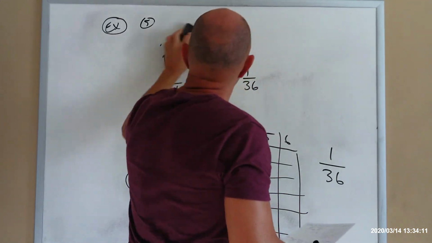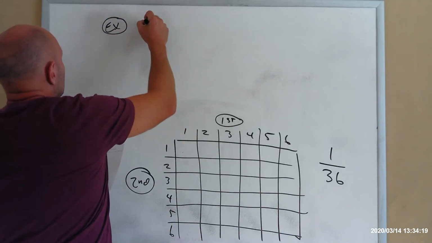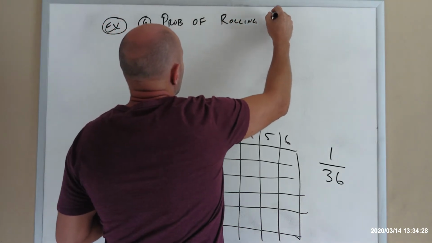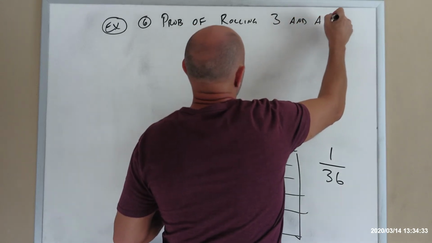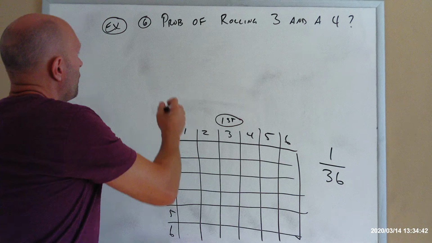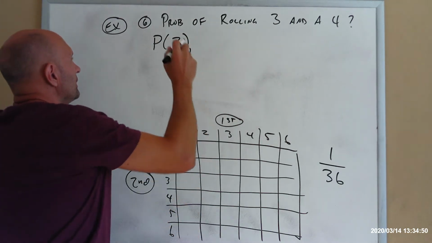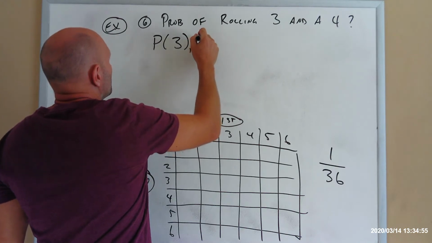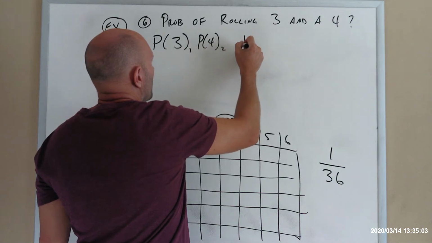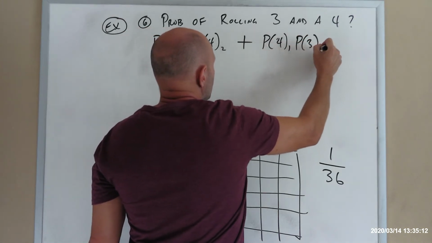All right, now, this is where it gets a little trickier, and the table may be a better option for us. Number 6 says, what's the probability of rolling a 3 and a 4? In this situation, it does not tell me which die it's on. So I actually have the probability of a 3 on the first die and the probability of 4 on the second die, so that's multiplication, and "or," so that's plus, the probability of 4 on the first die and 3 on the second.